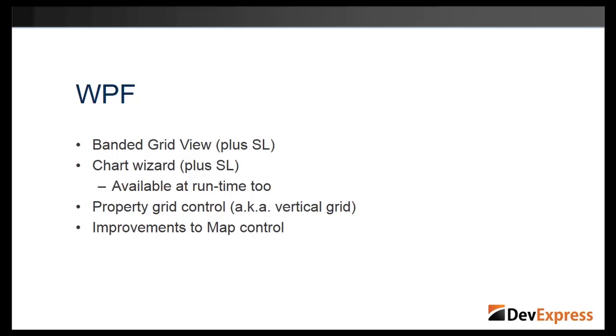Property grid control, also known as the vertical grid in our parlance. Just think of the properties window in Visual Studio and you'll get the idea of what it's all about. You have a bunch of fields on the left and a bunch of values on the right, and you can edit them. So you can have, say, a configuration object and allow the user to edit the configurations within a property grid. And several improvements to the map control and so on.